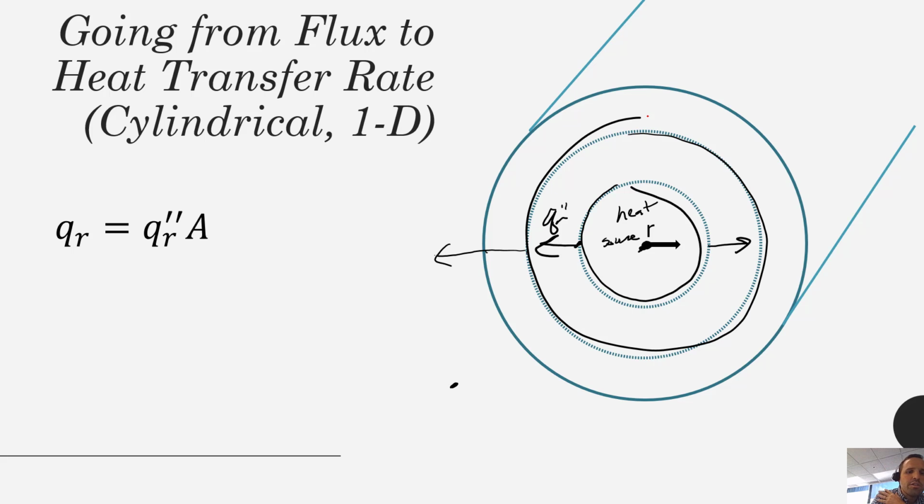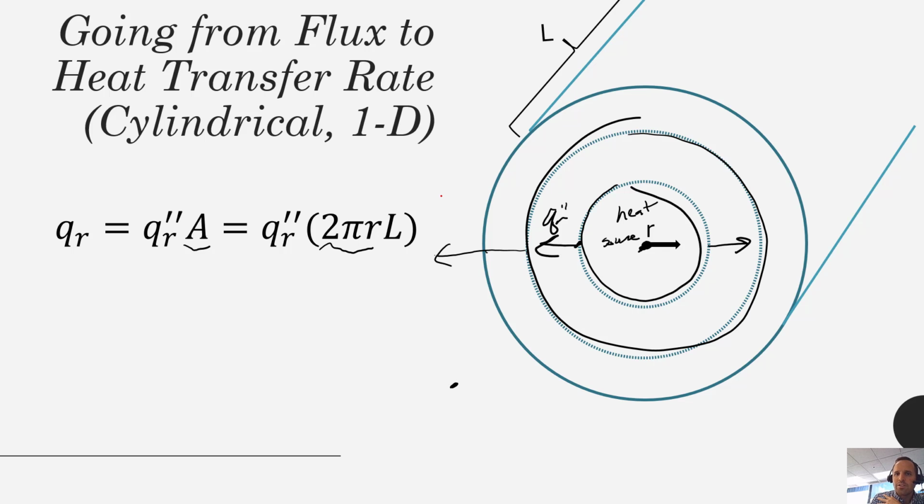So all we would need to do is think about what this area means. That area is going to be a function of our radius. So we're looking at the perimeter of our system, 2 times pi times the radius, multiplied by the length of our system. The length would just be how long the pipe is. And if you notice, this isn't a constant, because r is going to be increasing the further out you go. So too will this area normal to the flow of heat be increasing the further out you go.